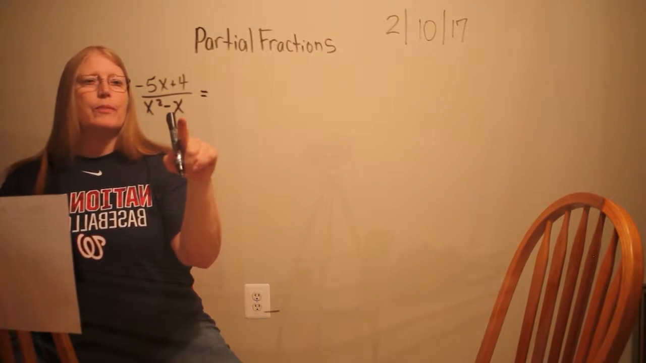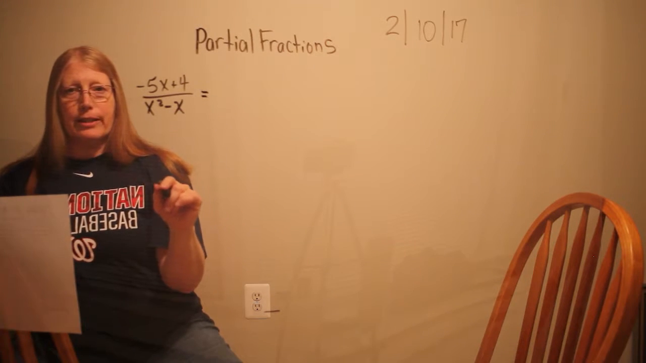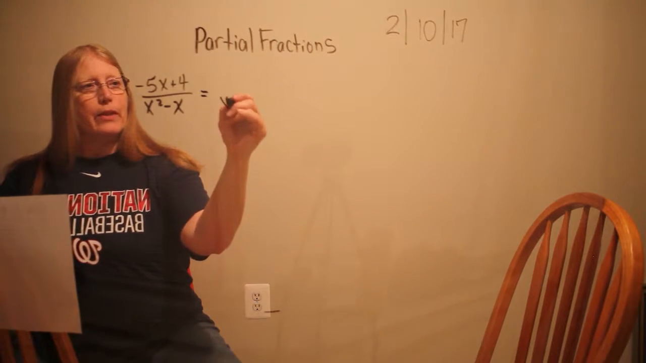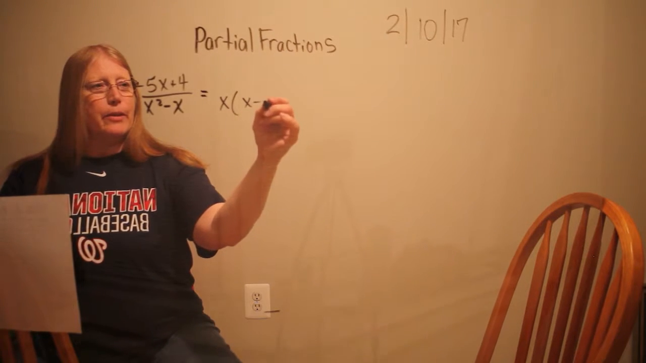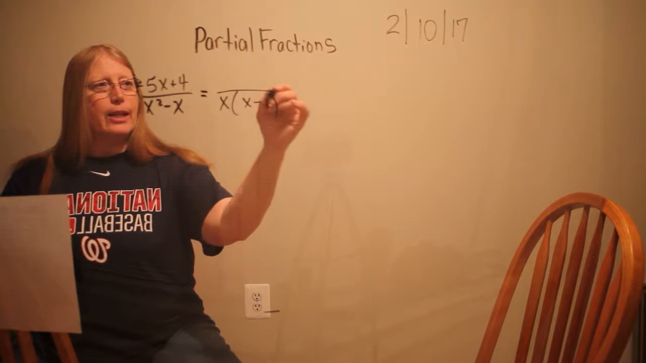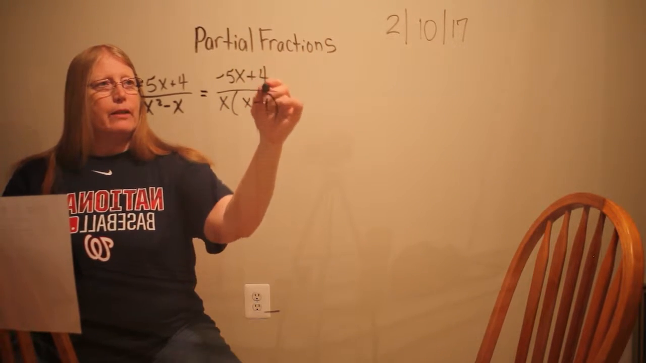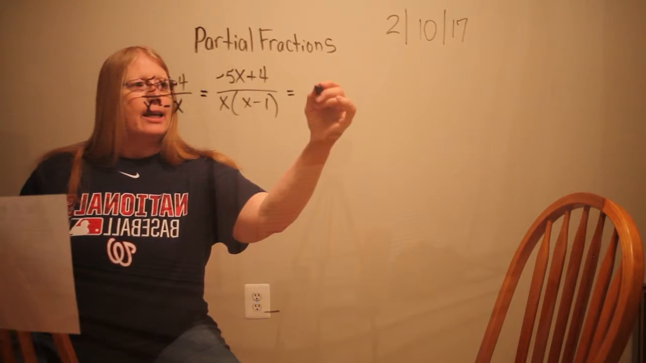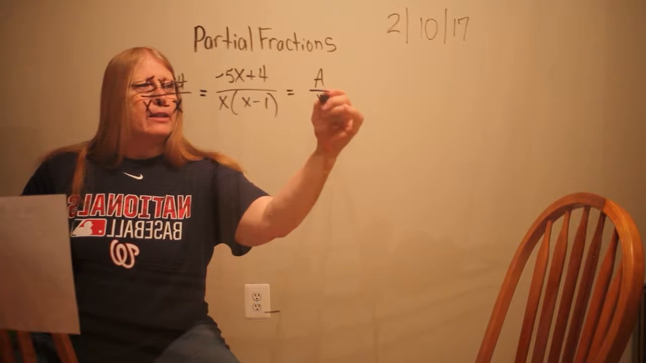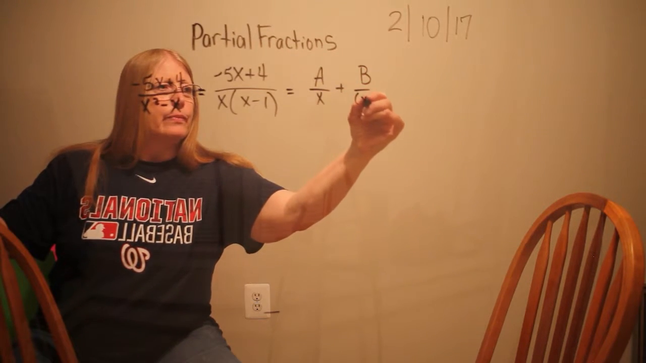When you have two terms, you can only factor it if it's a difference of two squares, which this is not, or remove the common factor. I see there's an x in both, so I will remove it. Factors like this. The top I'm going to leave unfactored. Now, I recall that I can write that as A over one factor plus B over the other factor.